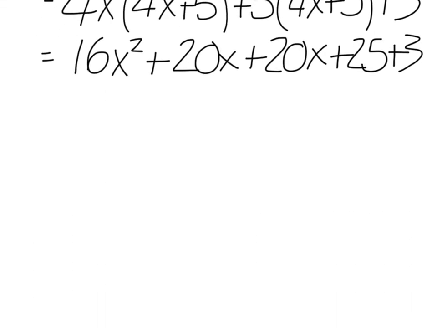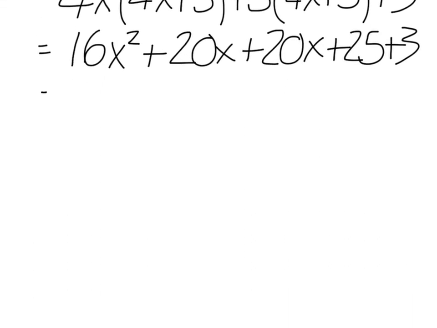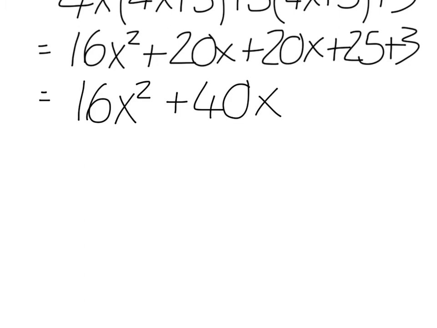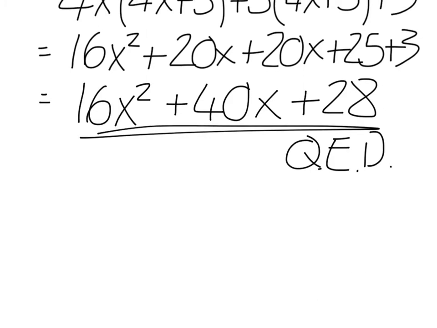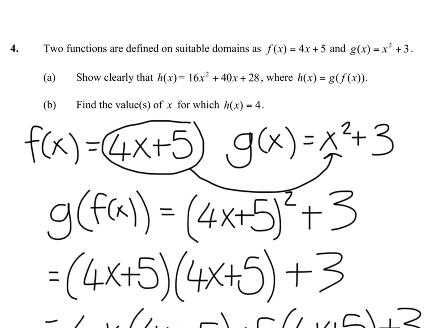So if we simplify what we have now, we have 16x squared. 20x plus 20x is 40x. And 25 plus 3 is 28. So we were asked to prove that, so we have proved it, and that's the end of part A. So we now look back at the question to see part B.